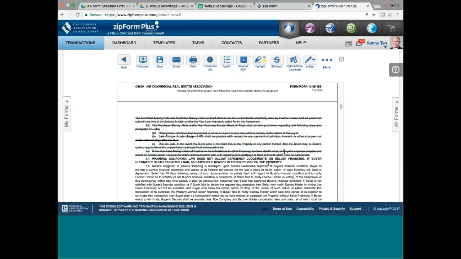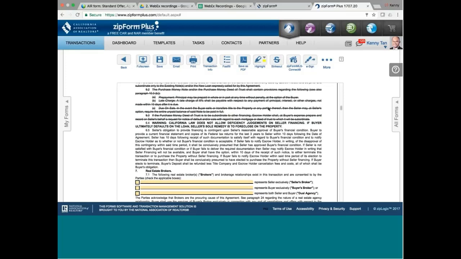And deficiency judgment. This whole thing has to do with the seller financing. So I basically strike the whole thing all the way till just before the real estate broker. Okay. So this will be stricken. Right. Okay. So real estate broker. This one is self-explanatory. You do it yourself, right?